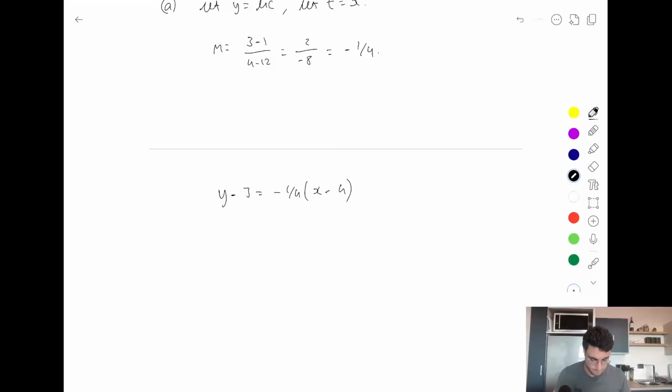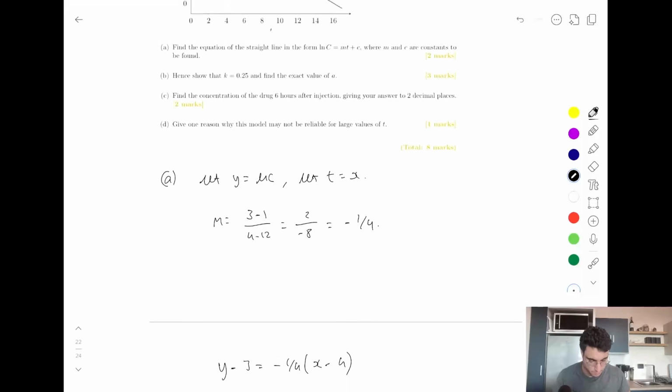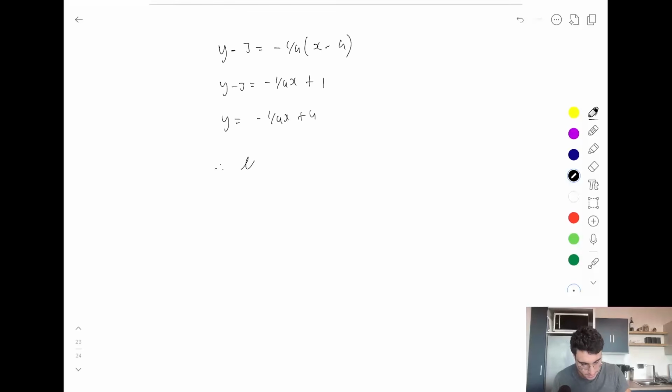So y minus 3 is equal to negative a quarter x plus 1, which means that y is equal to negative a quarter x plus 4. Plugging things back in, ln C is equal to negative a quarter t plus 4. And that's the final answer for number A.